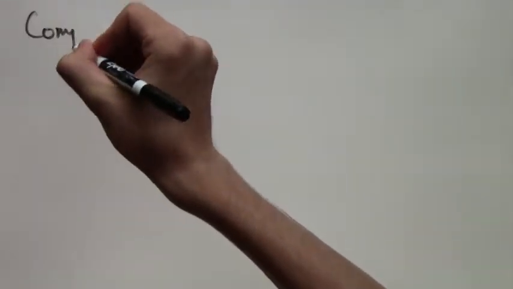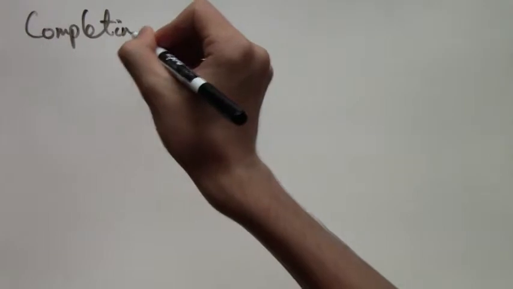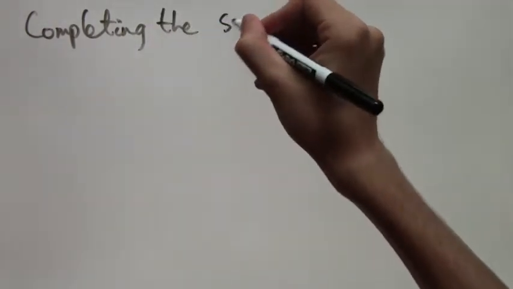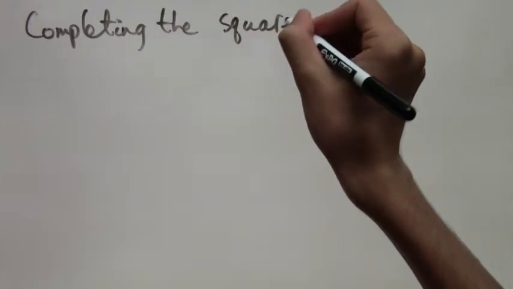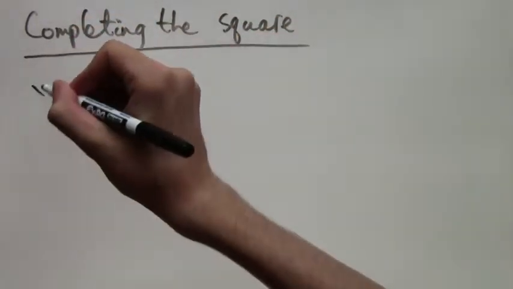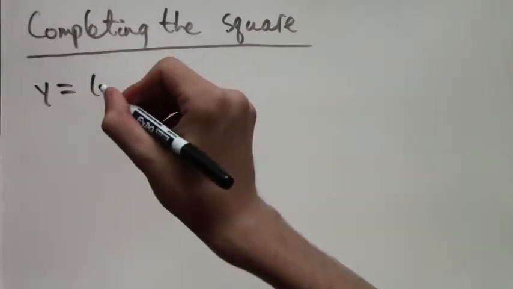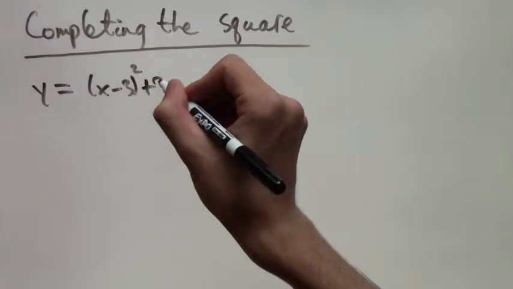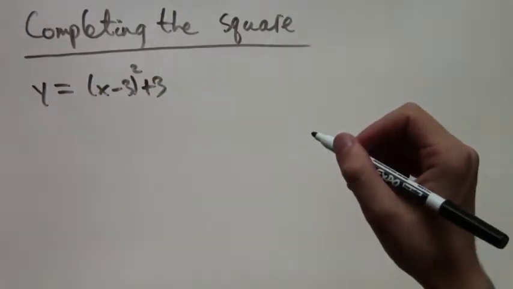In this video lesson, we will learn about completing the square. So first, I need to explain what completing the square is. Let's just take a function, let's say y equals (x minus 3) all squared plus 3. This is a quadratic equation in vertex form.